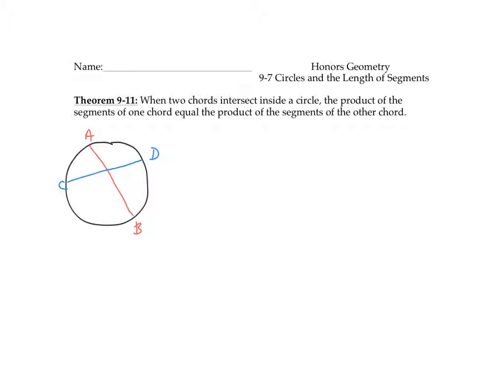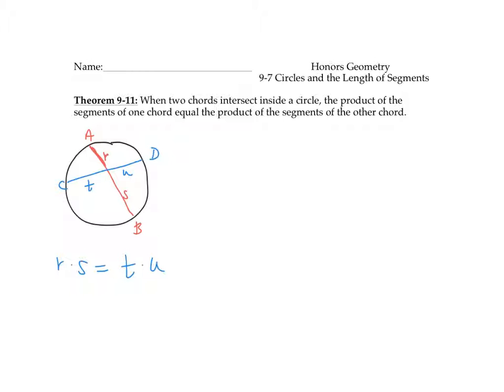Notice that the two chords are now divided into 4 segments. In this first segment, from point A to the point of intersection, call that R. And the second segment, let's call that S. And line segment CD is also divided into 2 segments, which we can call T and U. So what this theorem actually says is that if we take the product of R times S, it'll be equal to the product of T times U. Simple as that.